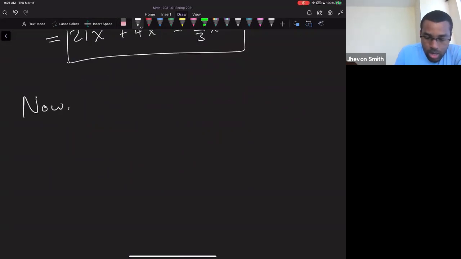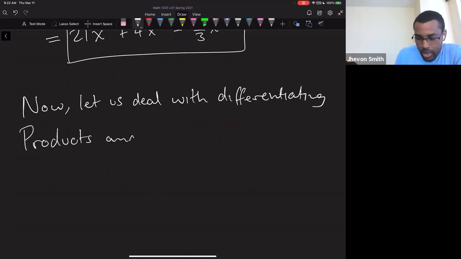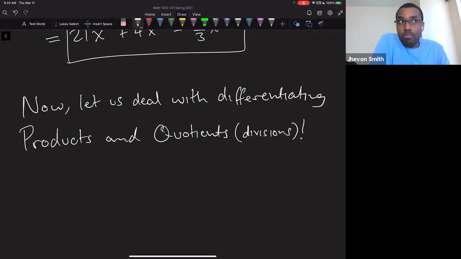Now, let us deal with differentiating products and what's sometimes called quotients, divisions. So I mentioned the derivative of a sum is the sum of the derivatives. Derivatives distribute across sums. It turns out this does not work for multiplication.